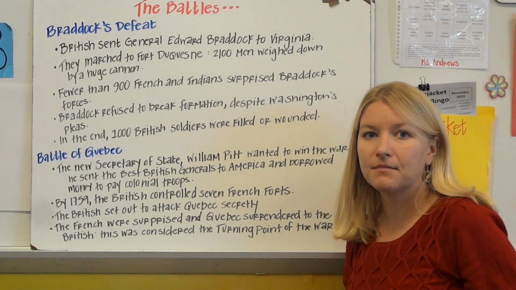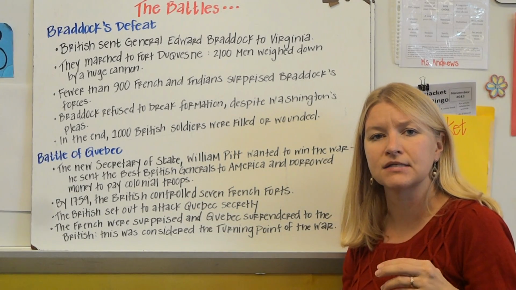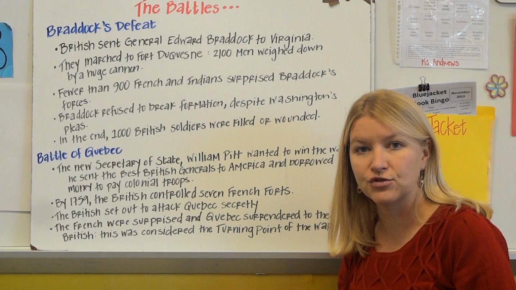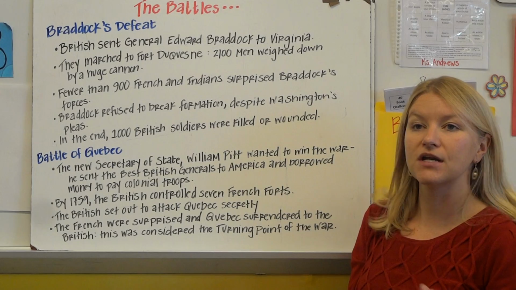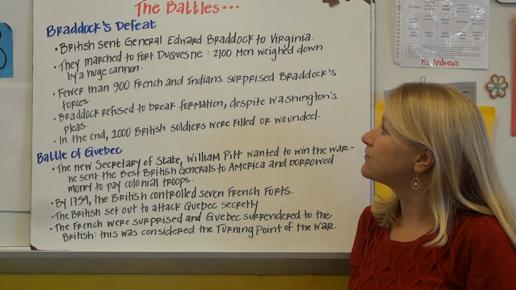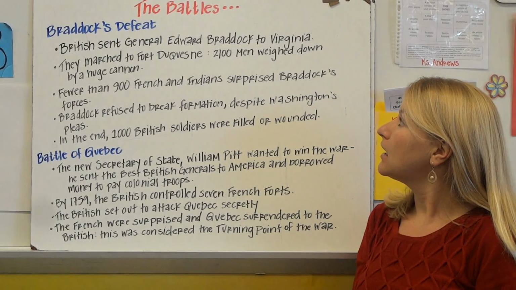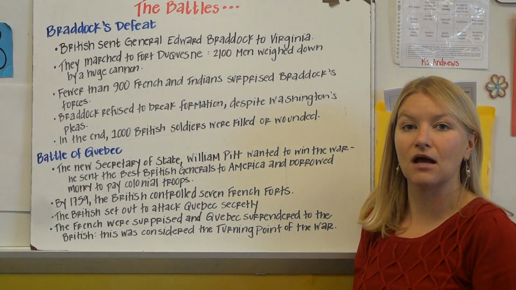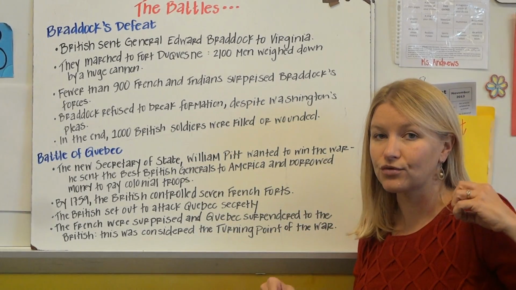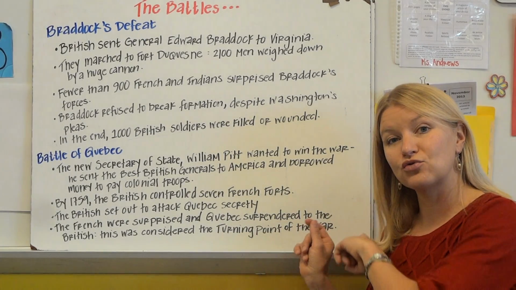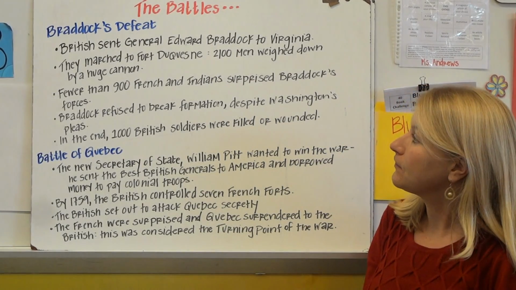So the battles, and we're not going to go really heavily into the battles of the French and Indian War just because it's not overall as important to our studies as the Revolutionary War is. So the first one, Braddock's defeat. The British sent General Edward Braddock to Virginia. Then from Virginia, he marched to Fort Duquesne, took 2,100 men and a really, really large cannon on this voyage. Now keep in mind, at this time, soldiers are walking by foot. So the thought of dragging that cannon really, really slowed down their process a lot.